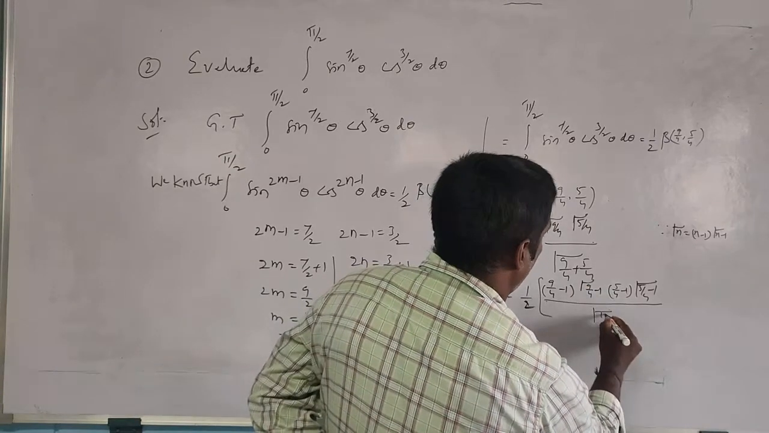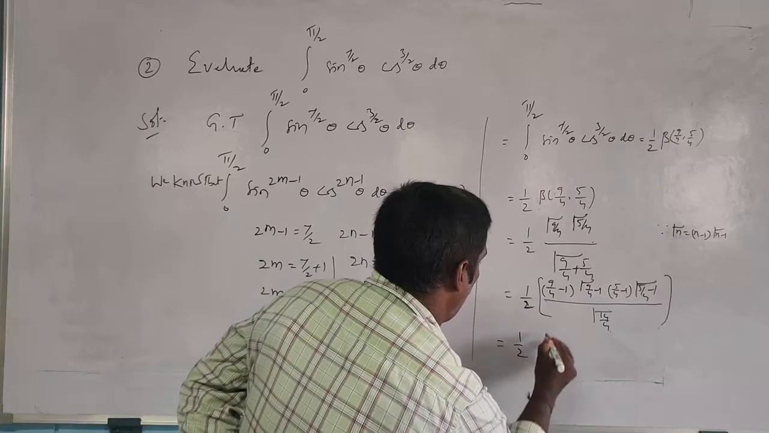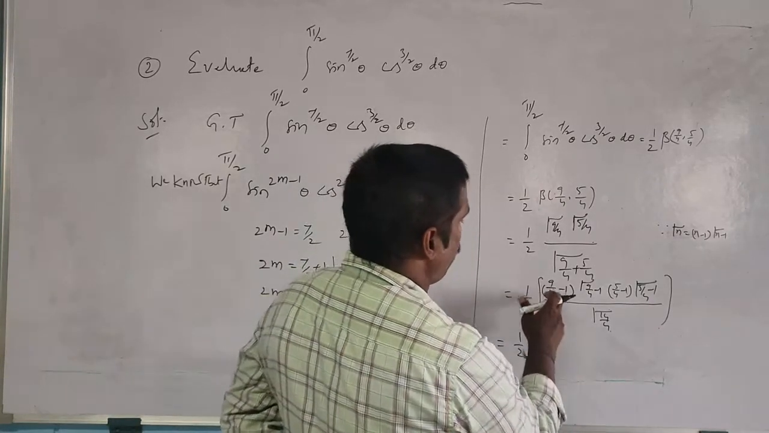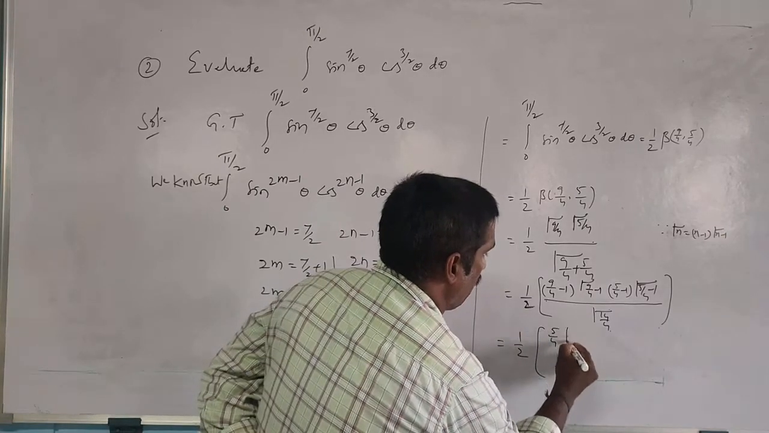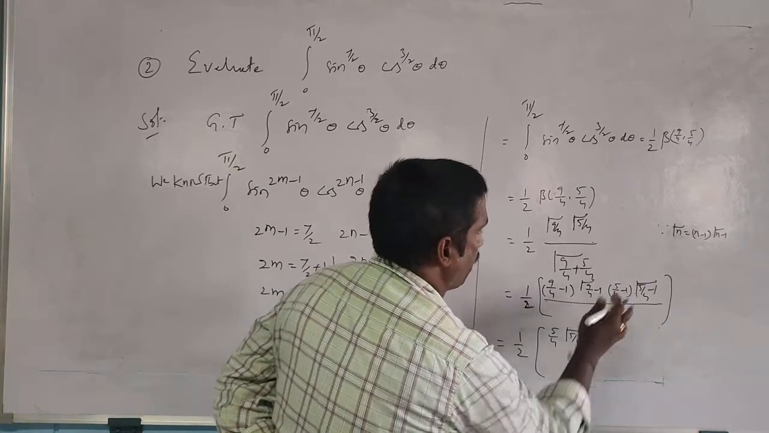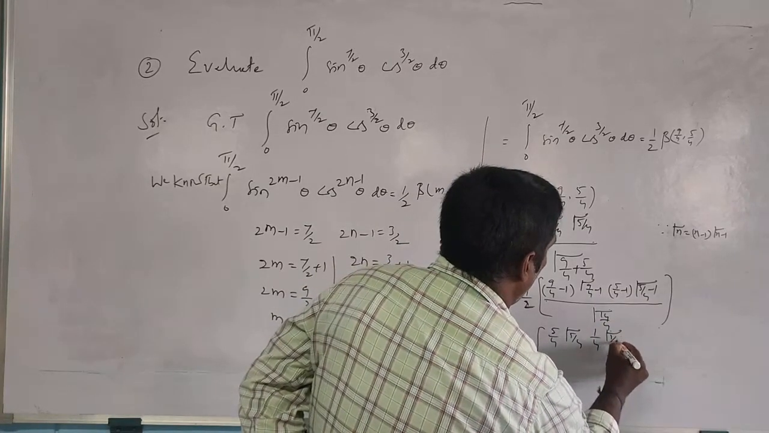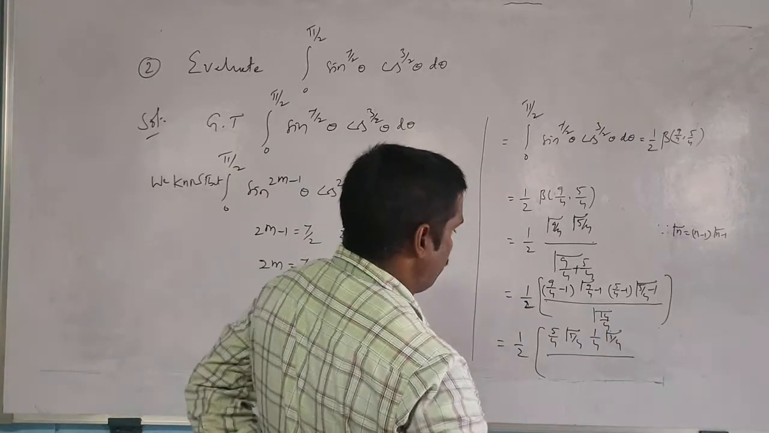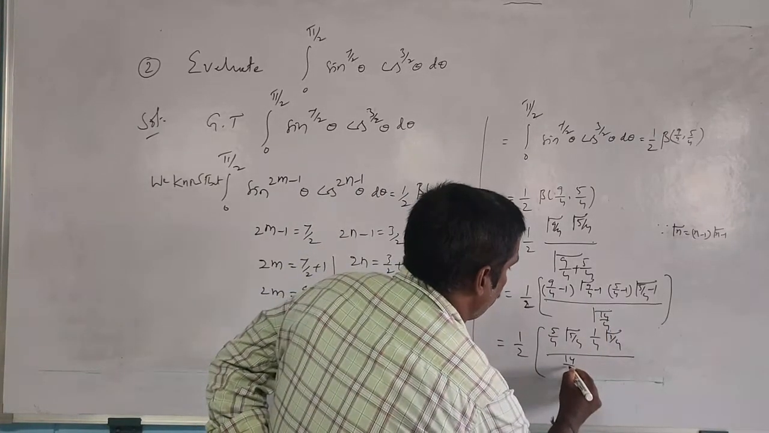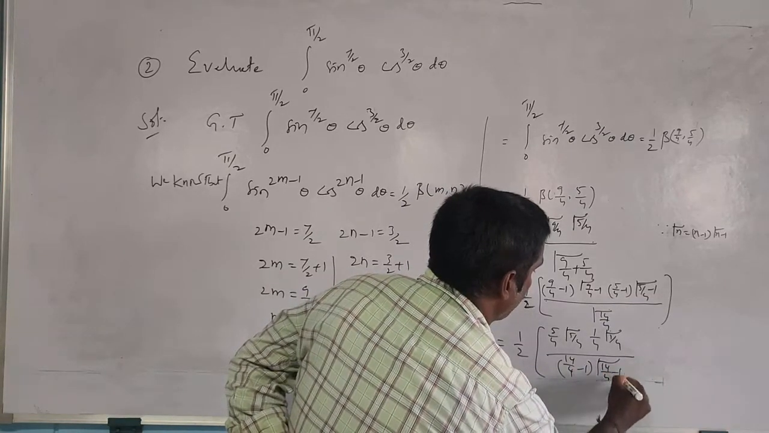Similarly gamma of 14 by 4. That implies 1 by 2 of (9 by 4 minus 1, means 5 by 4) of gamma of 5 by 4, and (5 by 4 minus 1, means 1 by 4) into gamma of 1 by 4, by gamma of 14 by 4, which can be written as 14 by 4 minus 1 into gamma of 14 by 4 minus 1.